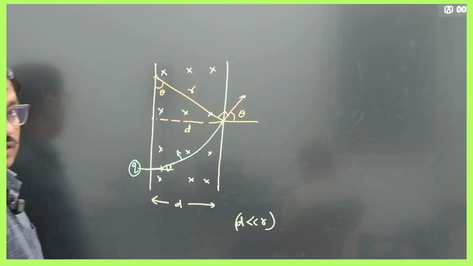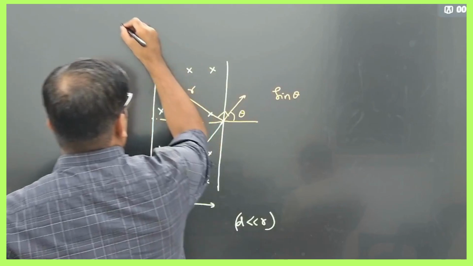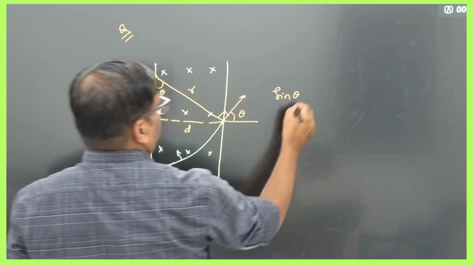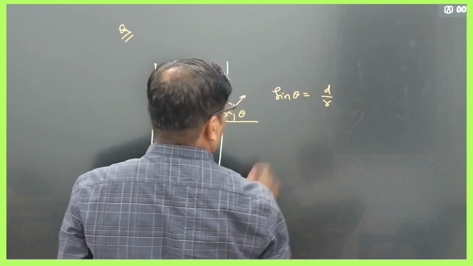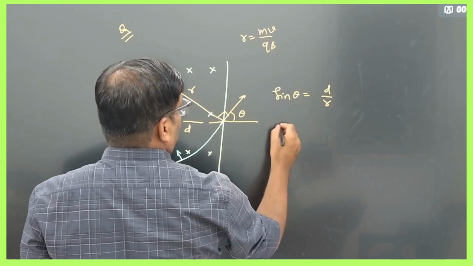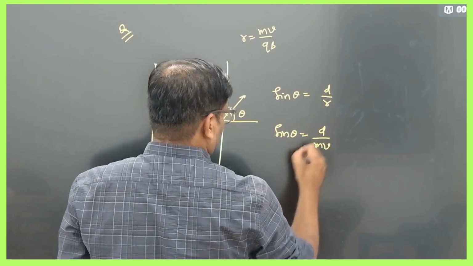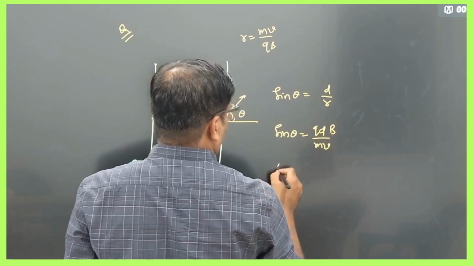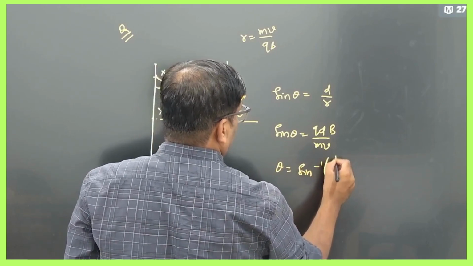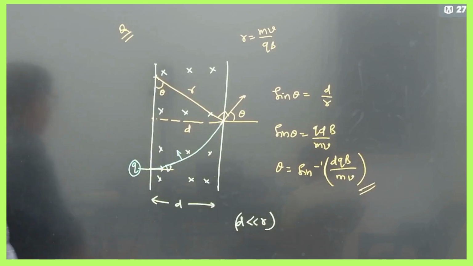So this is the radius now, and we want to calculate theta only. So sin theta equals opposite side by hypotenuse, so d by r. We know r is nothing but mv by qB, so we can write sin theta equals d by mv by qB, that is q into B. Theta is equal to sin inverse of d into q into B by mv. So this is your theta now, right?